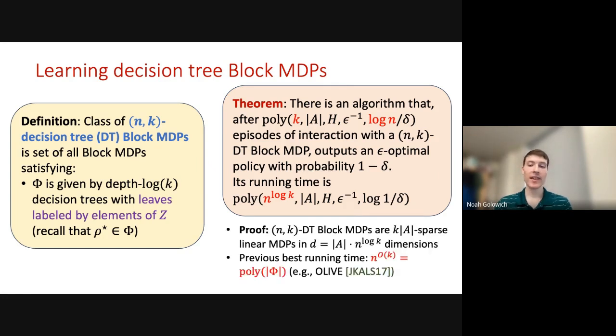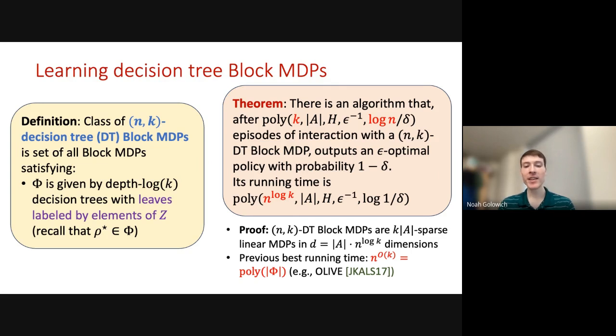Now, the way we prove this is as an immediate corollary of our main theorem, by observing that these decision tree block MDPs with parameters n and k are actually k-sparse linear MDPs in a number of dimensions d, which scales as n to the log k. And this n to the log k scaling of d is exactly why our algorithm takes quasi-polynomial running time as opposed to polynomial running time.